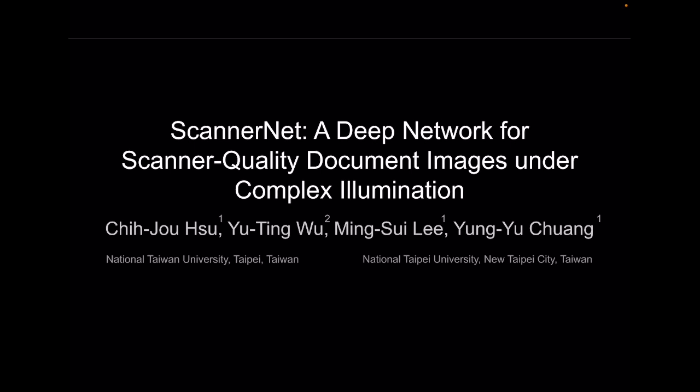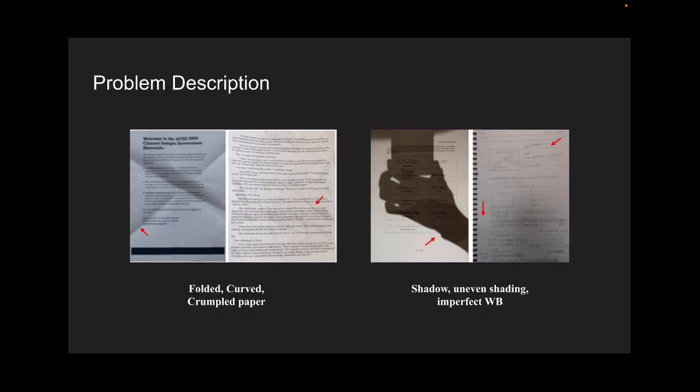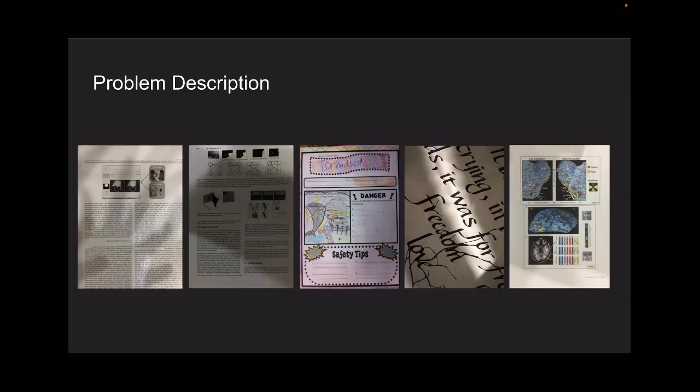In this work, we present a learning-based document enhancement algorithm to remove photometric distortions to get a scanner quality document image. The visual quality of document images captured by phone cameras is usually inferior to images captured by scanners. The problems may be caused by different reasons, such as distortions due to paper deformation or distortions due to uncontrolled lighting environments. Here are examples of document images captured by real cameras.